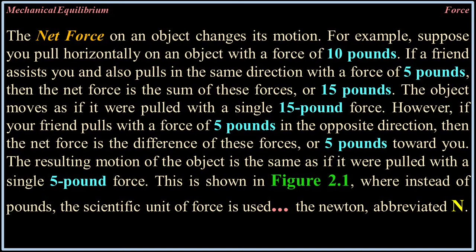However, if your friend pulls with a force of 5 pounds in the opposite direction, then the net force is the difference of these forces, or 5 pounds toward you. The resulting motion of the object is the same as if it were pulled with a single 5-pound force. This is shown in Figure 2.1, where instead of pounds, the scientific unit of force is used, the newton, abbreviated capital N.